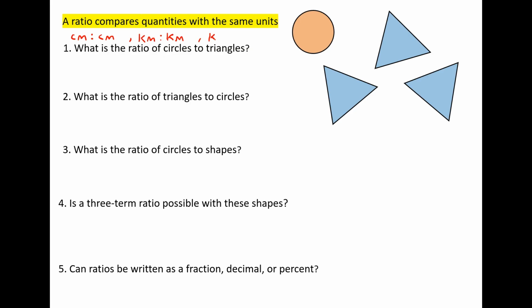But if I were to compare a unit measured in kilometers to a unit measured in liters, because they have different units, they would not be considered a ratio and they would actually be called a rate, which we'll talk about later on in the chapter.